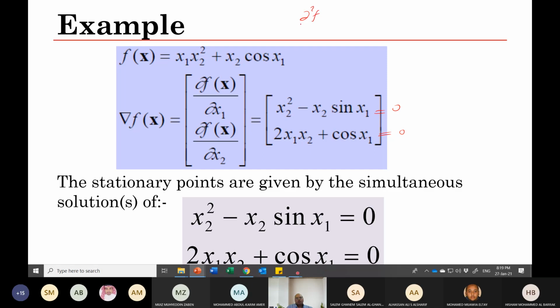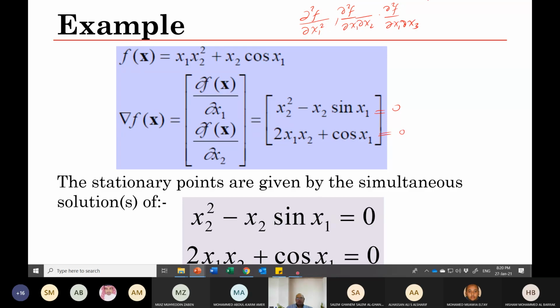Partial square f over partial x1 square. You can get partial square f by partial x1, partial x2, partial square f by partial x1 and partial x3. And you take the derivative. This is the derivative with respect to x1. So we take the derivative of this again with respect to x2 and again with respect to x1.